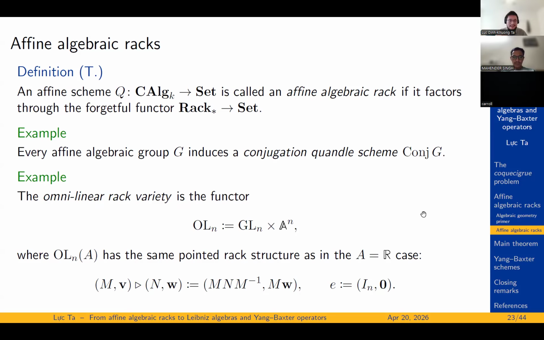And then you have the omnilinear rack variety, that's what I call it, or OLN, which is the product of GLN and affine space. And it has the same pointed rack structure as before. So these are the same as the two examples that I gave earlier for Lie racks, but just adapted to work over any field.